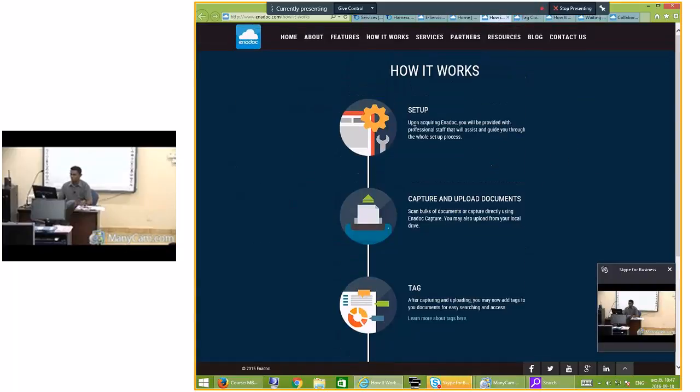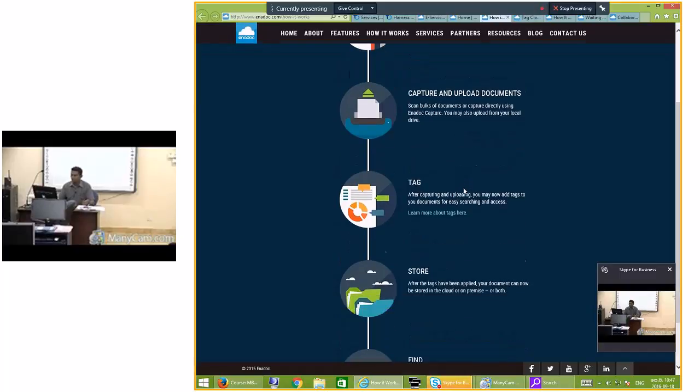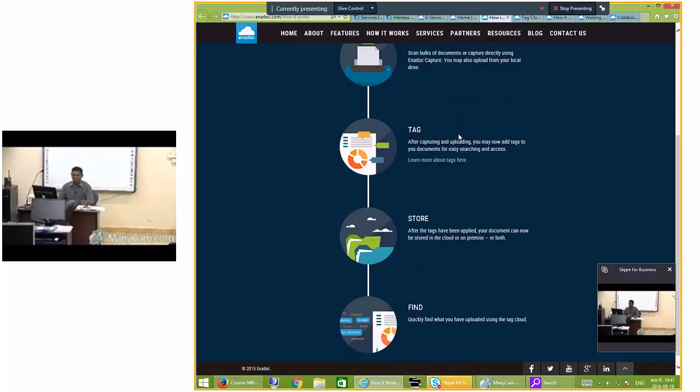You set up the application, and at the initial stage, this is for the proprietary product, they will provide assistance and guide you through the whole set of processes, rules and procedures. They will inform you. The next step is you capture and upload documents, scan bulks of documents, or capture directly using the scanners. And if you have already scanned, you can straight away upload it.